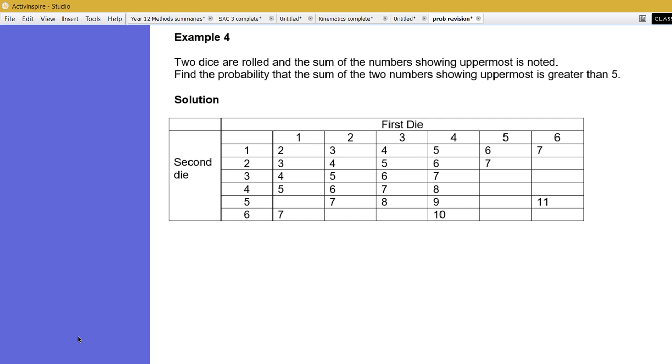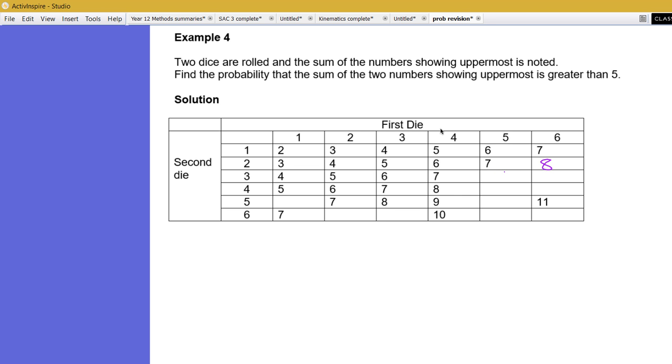Now a much more usable kind of table would be when we're interested in the sum of the two numbers. So that's a more popular kind of question. So now we can finish off this table by adding the two numbers that appear when you roll your die. So this cell down here, we've rolled a 6 and then a 2, so that gives us a total of 8. And you might notice the nice pattern that's occurring here.